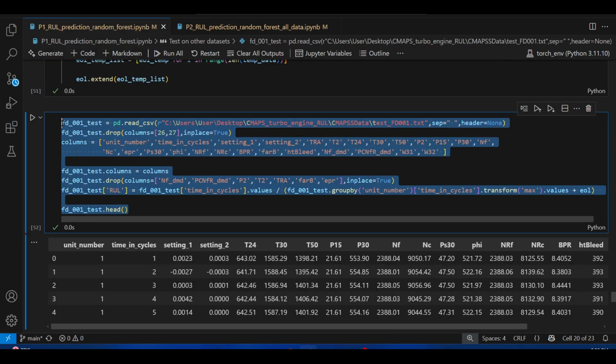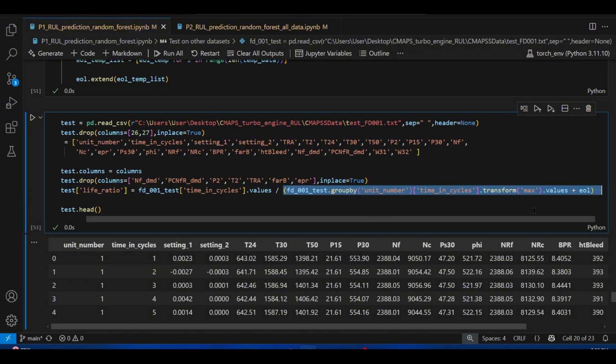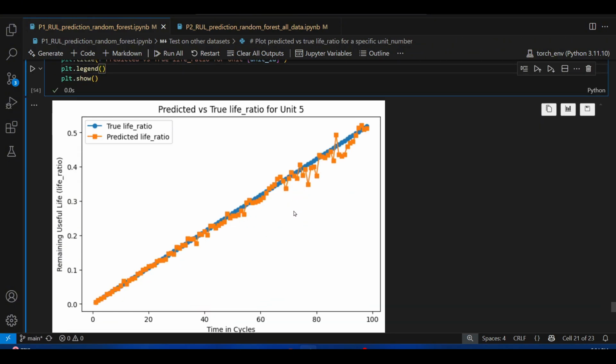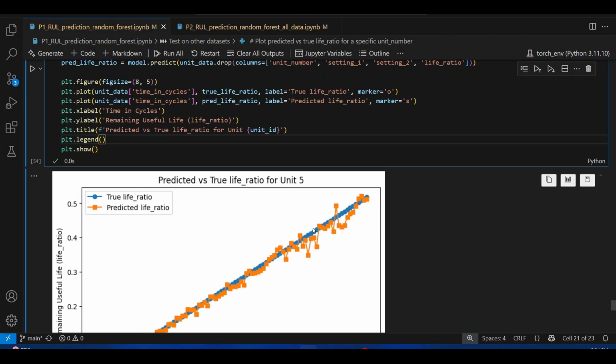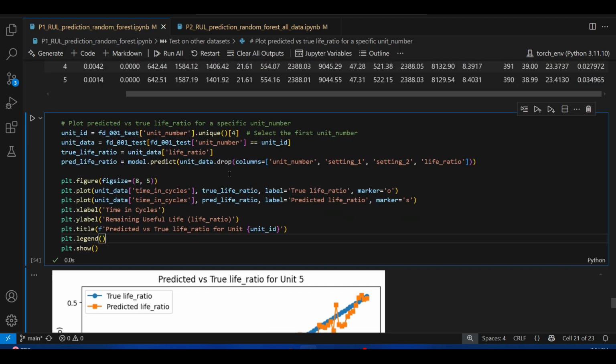And then I did the same operations that I did for the training. During the training, I dropped the 25th and 26th columns. I renamed all the columns. I removed the uncorrelated columns, and then I created a new column called live ratio by just taking the ratio between the current time instant and the end of life. And you see, this is the prediction on my test data. It's not as accurate as it was for the training, but for the test it is also pretty good.